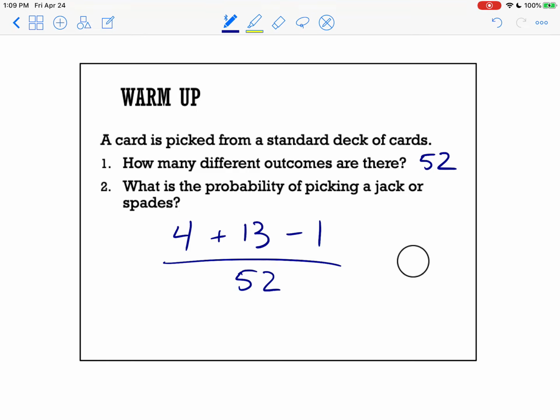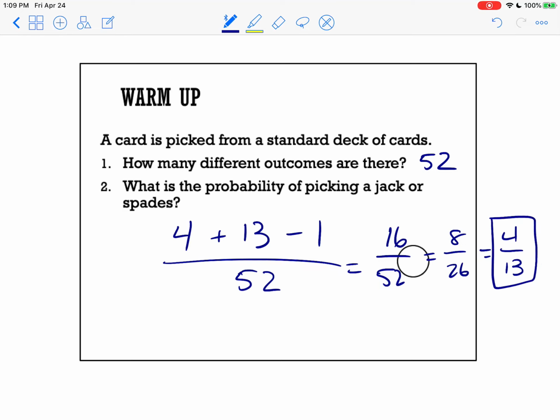And so this is very much the same probability as we had with the ace of hearts the other day. And so that is going to be 4 plus 13, which is 17, minus 1 is 16 over 52. Divide by 2, we get 8 over 26. Divide by 2, we get 4 over 13. So that is the probability of picking a jack or spades. And again, that comes out to 0.308 or 30.8%. These are all valid answers.